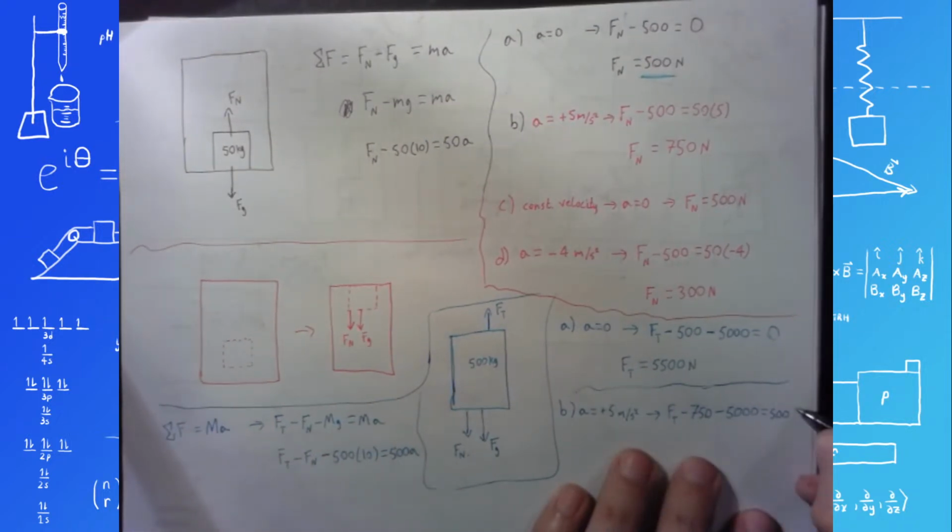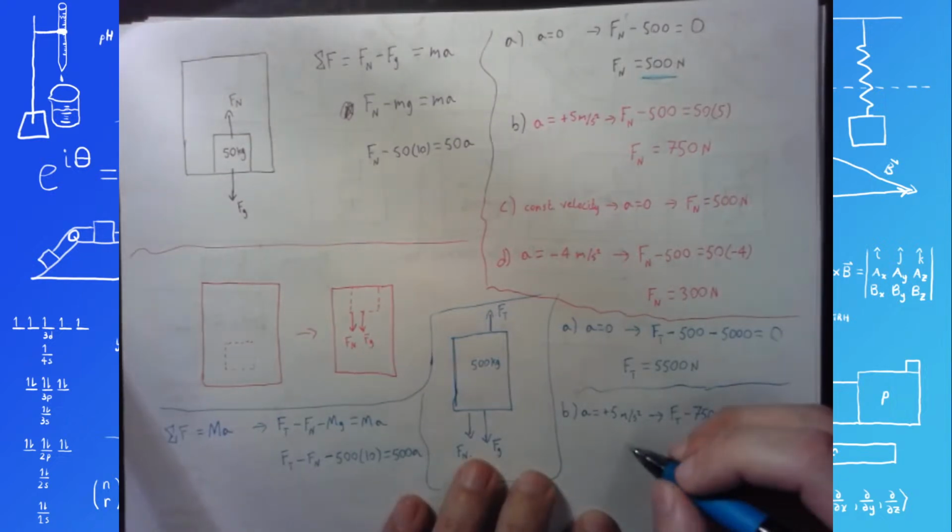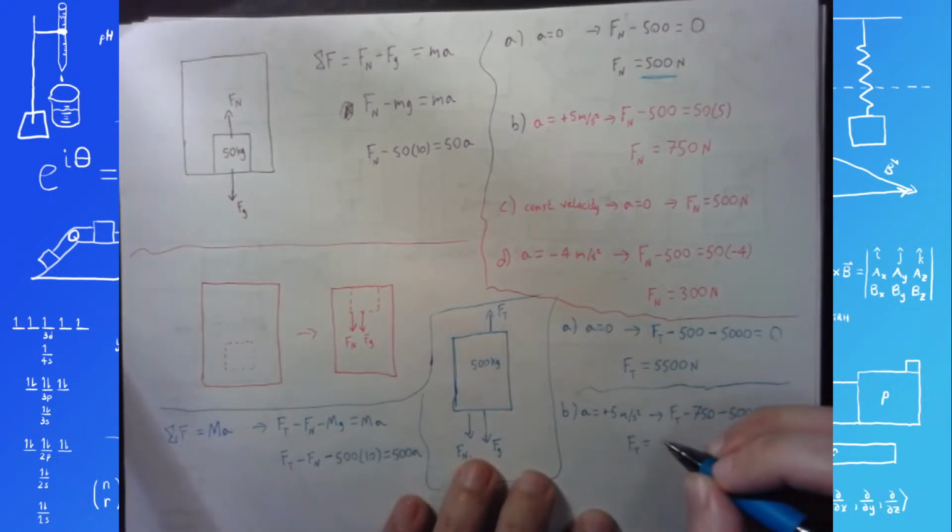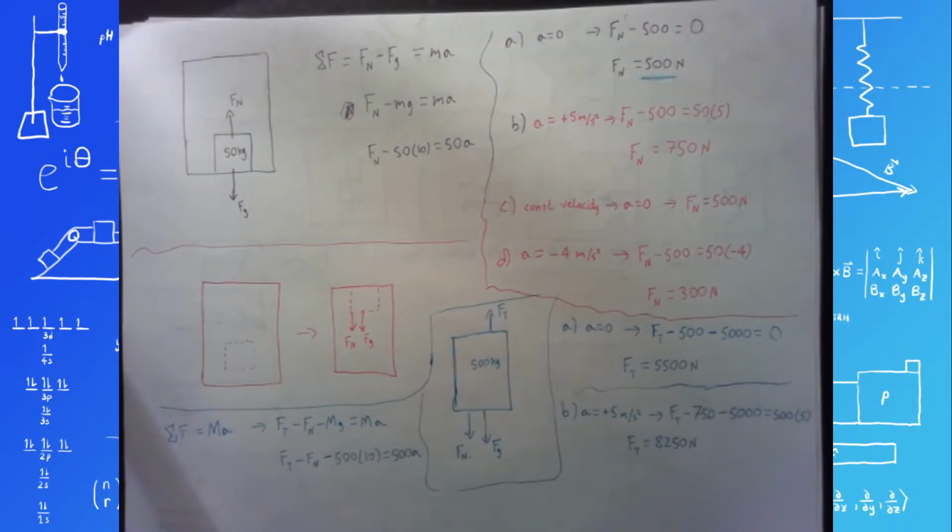500 times positive 5, which would be 2,500. So we've got 2,500 plus 5,000 is 7,500. And then 7,500 plus 750. 7,500 plus 700 is 8,200, and then 50 more, so 8,250. If my math is right, force of tension would have to be 8,250 newtons to pull this thing upward. And yeah, that makes sense. When you're pulling up, the tension should be greater than when you're not accelerating up or down.